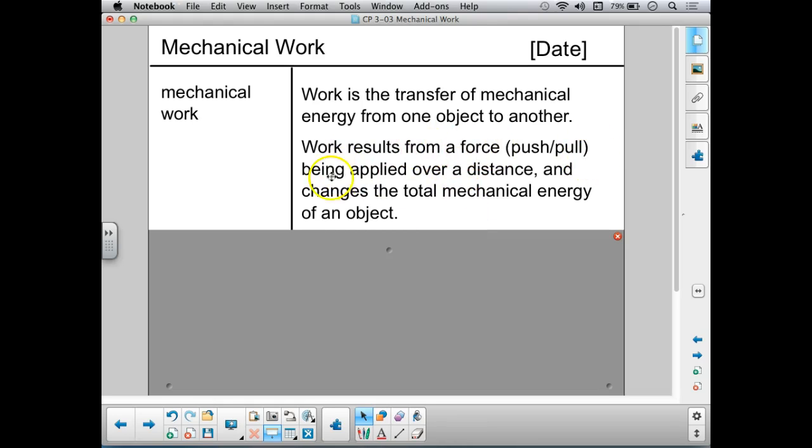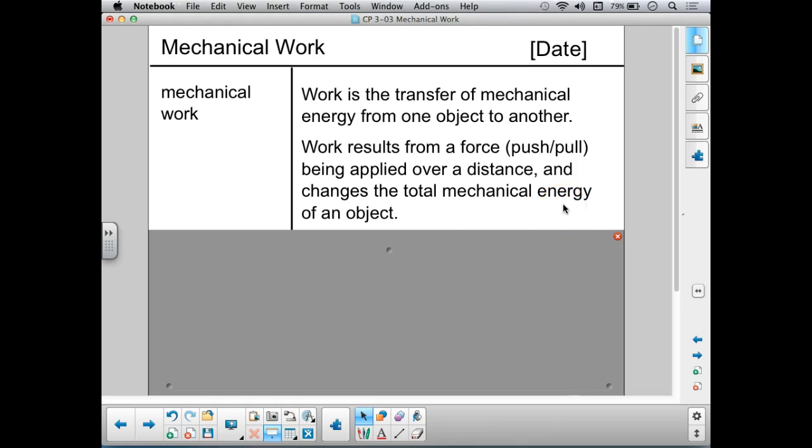And if I apply that force over a distance, so let's say I push a chair across a distance of a meter or something like that. Or maybe the engine in my car acts on my car to push it over 10 meters, 15 meters. I need a force and a distance, and if I do have both of those things at the same time, then I'm going to be able to change the total mechanical energy of an object.